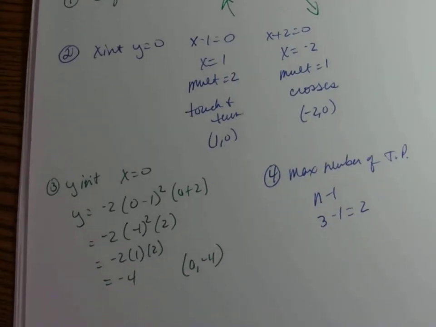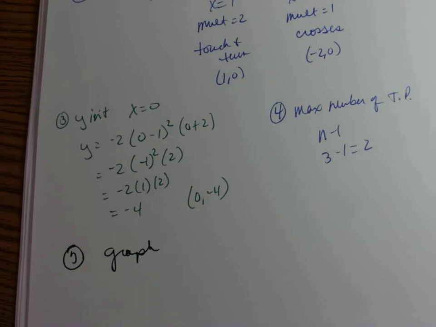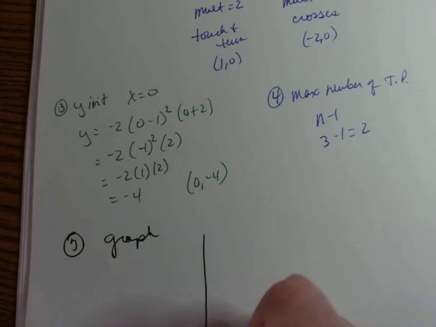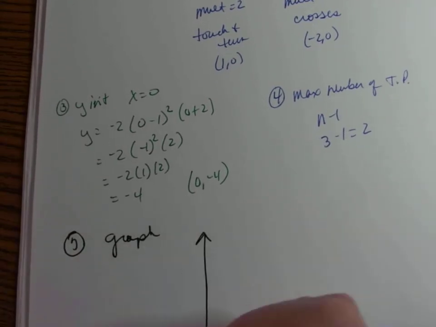All right. So let's go do step 5 and graph it. We again don't have really big numbers.